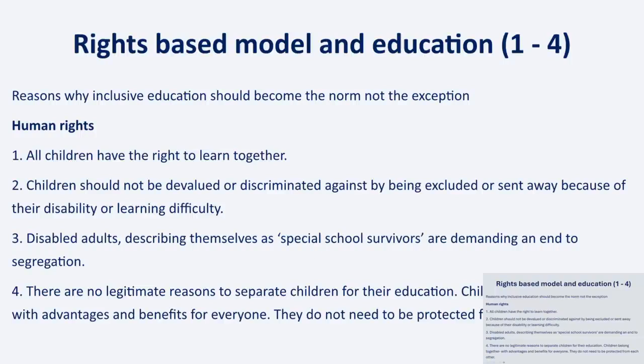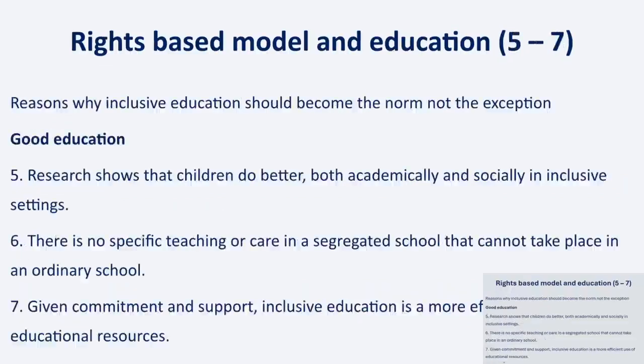Okay, point number 4, there are no legitimate reasons to separate children for their education. Do we agree or disagree with that? Are there legitimate reasons why some learners can't or shouldn't be together? Maybe that's open to debate. Research does show that children do better in inclusive settings. However, as we've said before, does inclusion just mean mainstream? Will there be those learners, with you, Flo, who will absolutely thrive and achieve because they are somewhere different, whilst they would be increasingly excluded and disengaged if they stayed in mainstream, for example?